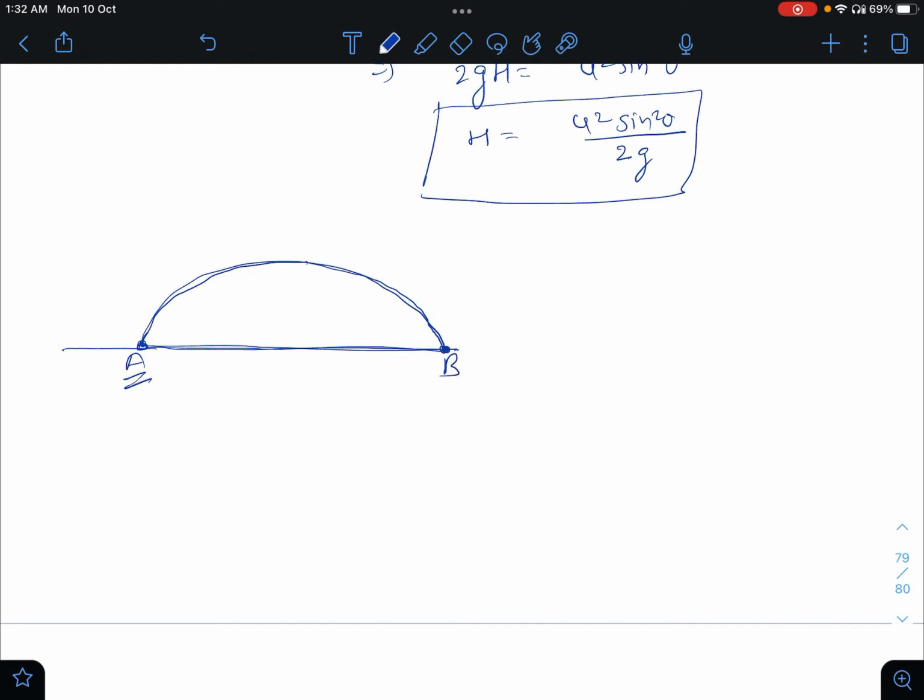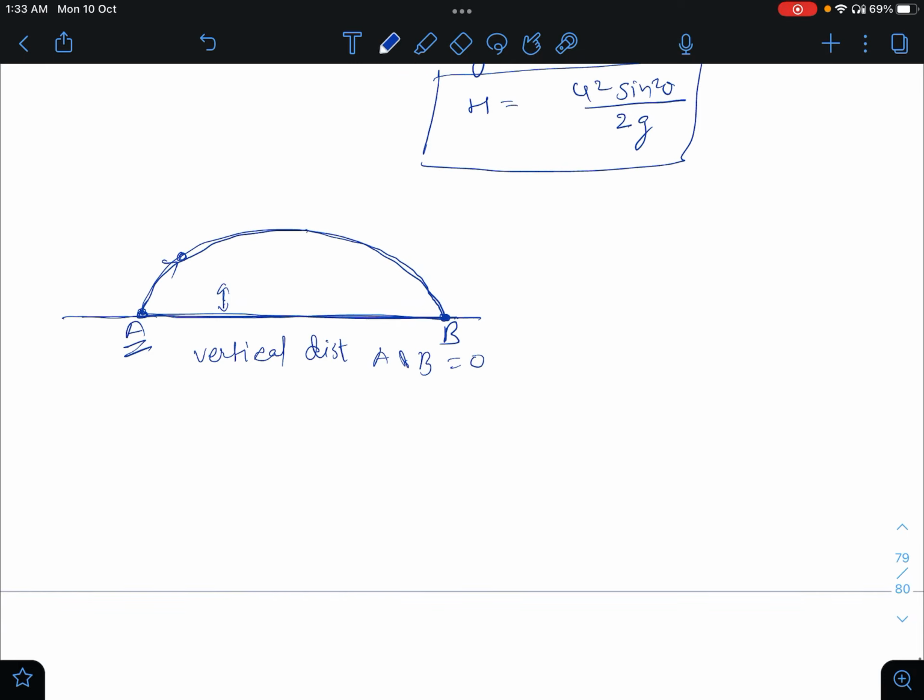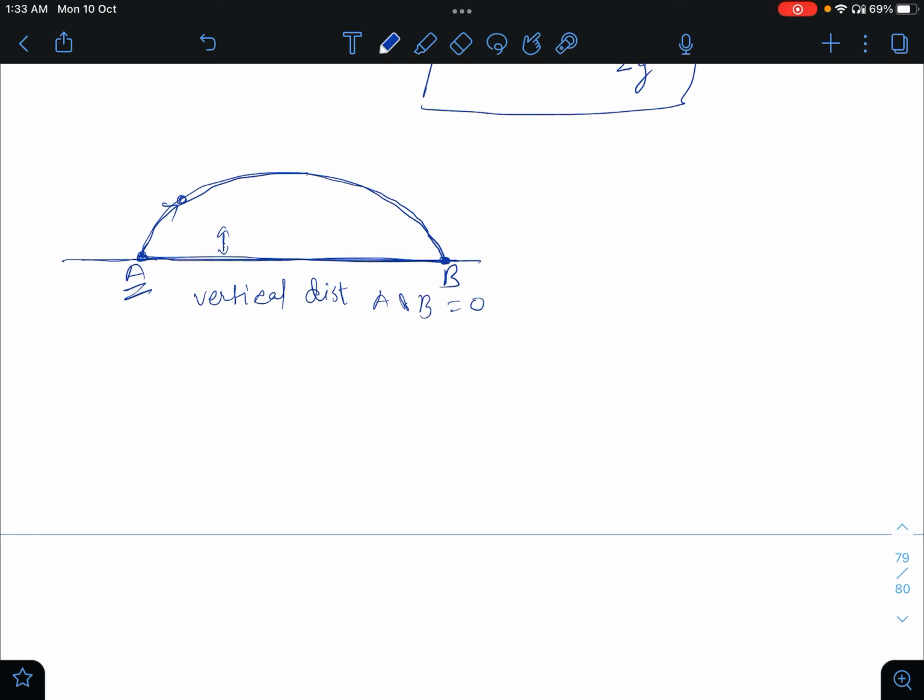At B, the vertical distance covered by this body projected from A is 0, because these are on the same horizontal plane. So the vertical distance between A and B is equal to 0. So we will use the formula v squared is equal to u squared plus 2fs.